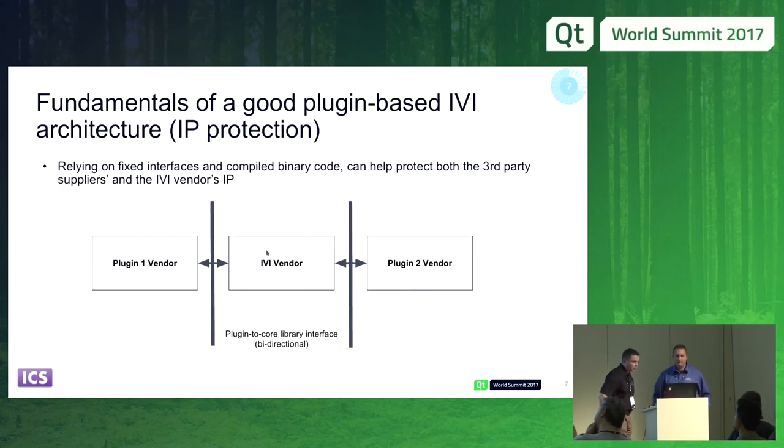Right. And then speaking about different teams and different vendors, in a scenario when you have various vendors for your plugins, it may happen that some of them prefer to not expose their source code, in which case they can happily ship just the plugin binaries, adhering to the agreed upon interfaces. And interestingly, the same applies to the IVI vendor itself, who could also provide, like Chris just said, just a binary adhering to the agreed upon interface, not exposing their source code. Which brings us to a system where all the parties involved, be it plugin vendors or the IVI vendor, are basically creating together an ecosystem of binaries talking to each other through well-defined interfaces.